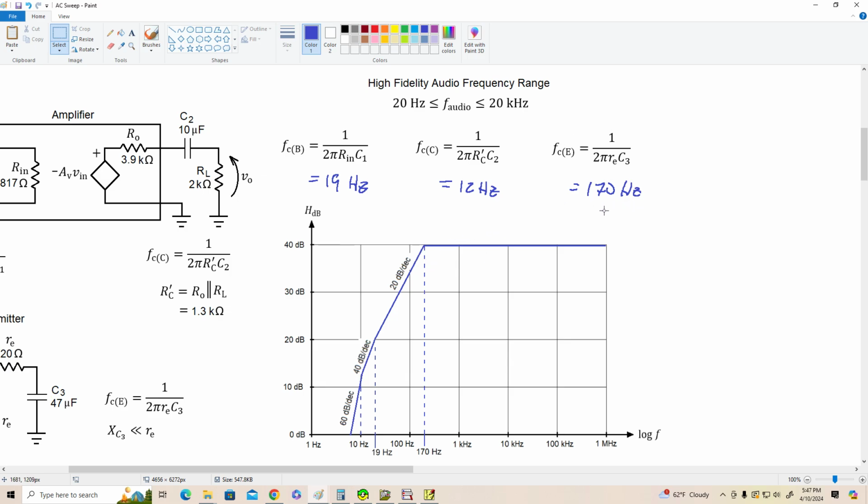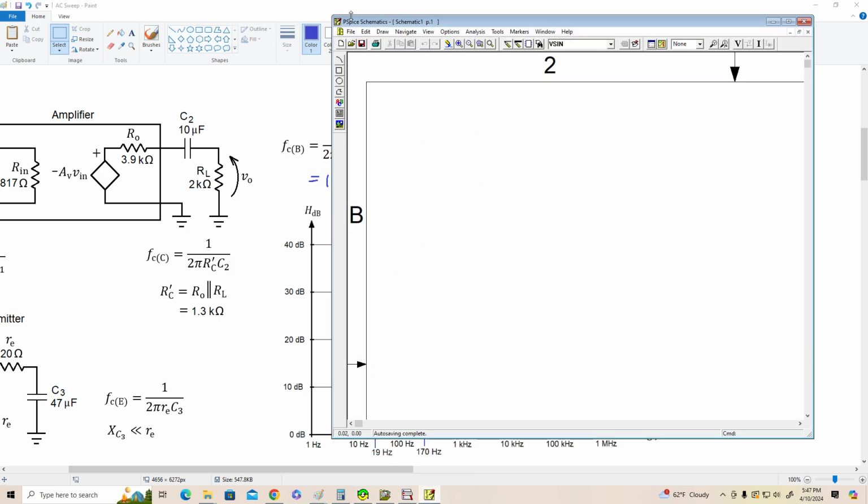So we'd probably want to make C3 larger to move this corner over further. Okay, but that's what we've got, and now we're going to analyze the amplifier and use PSpice to see how accurate this prediction was.